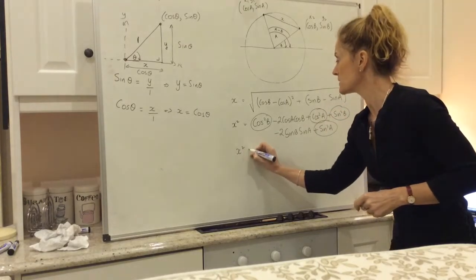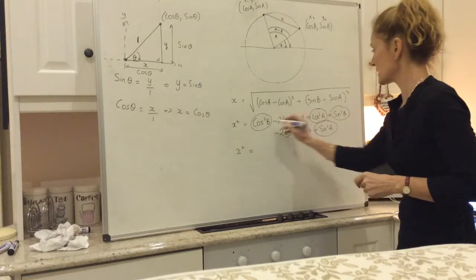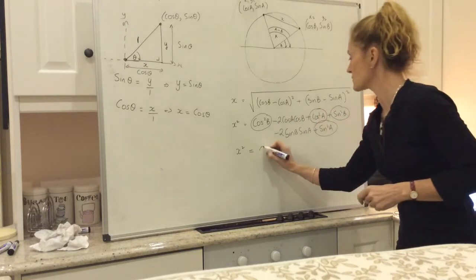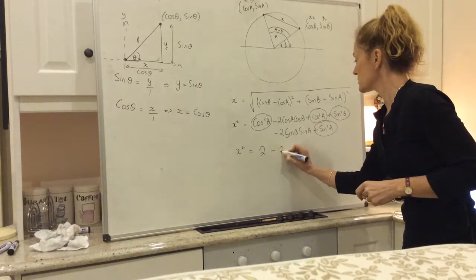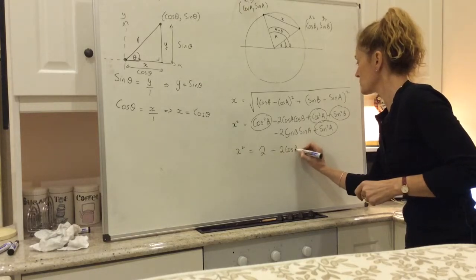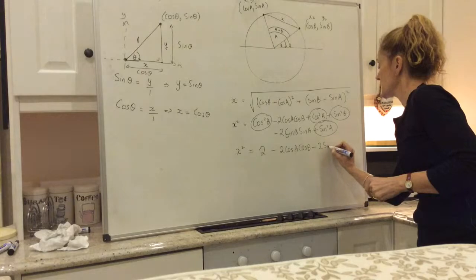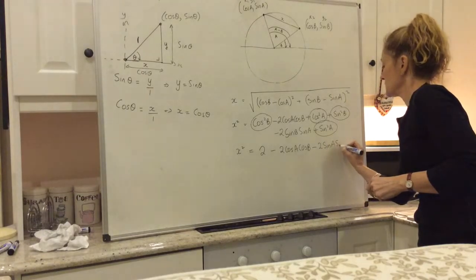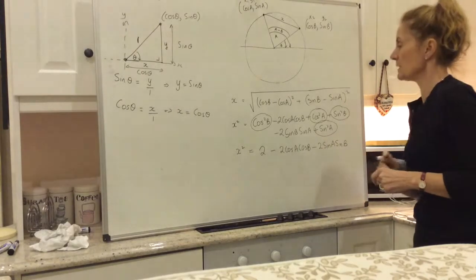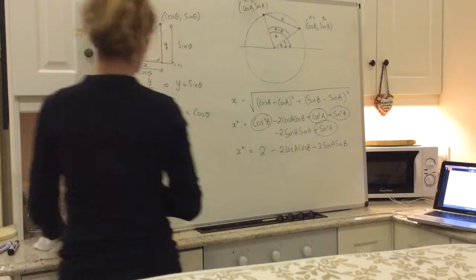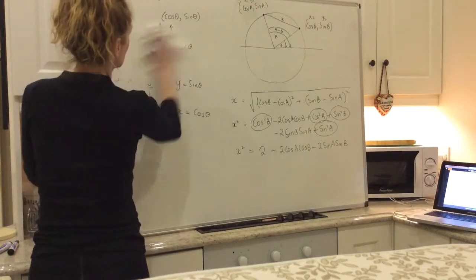So x squared is equal to 1 plus 1, so that gives us 2, minus 2 cosine A cosine B, minus 2 sine A sine B. Okay, so we'll leave that for the moment. We'll go over and look at the other way of getting x.